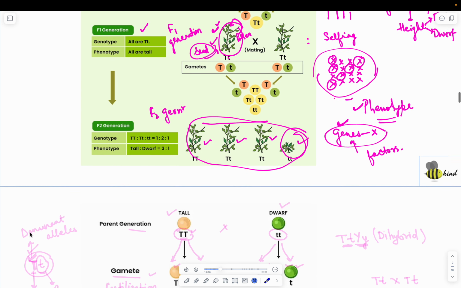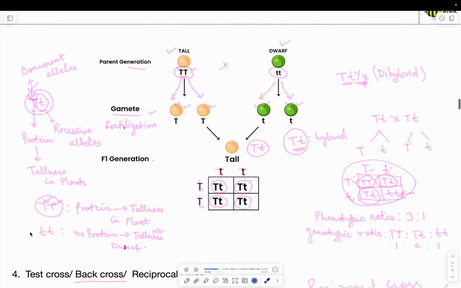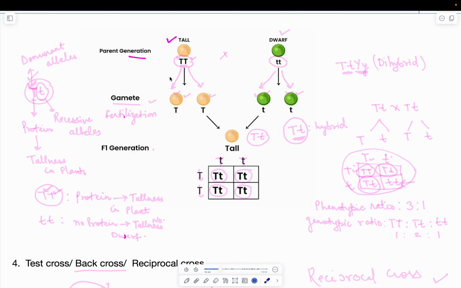So now we will see the mechanism behind the monohybrid cross. Mendel took a tall parent, whose genotype was homozygous dominant, and mated it with a dwarf parent whose genotype was homozygous recessive. During gamete formation, as you know, during cell division, the homologous pair separates. So this member will go to one gamete, and the other member of the homologous chromosome will go to the other gamete. Similarly, the dwarf plant will produce two types of gamete.